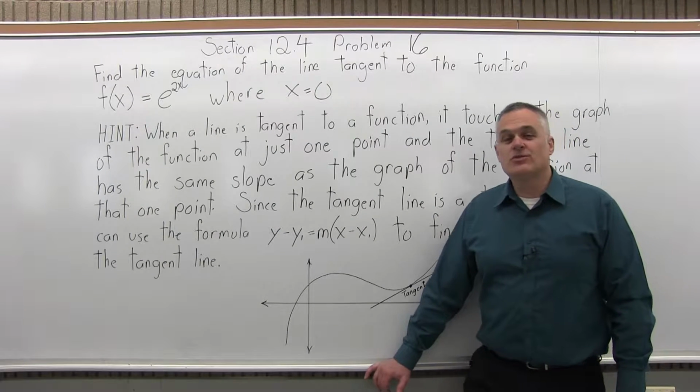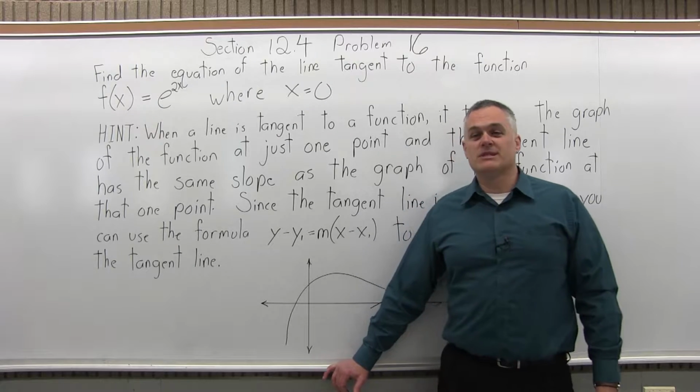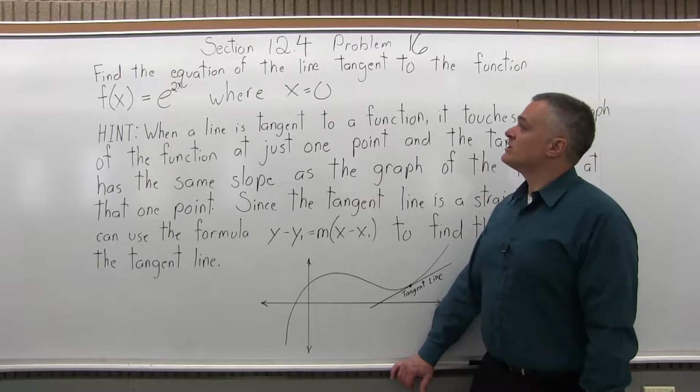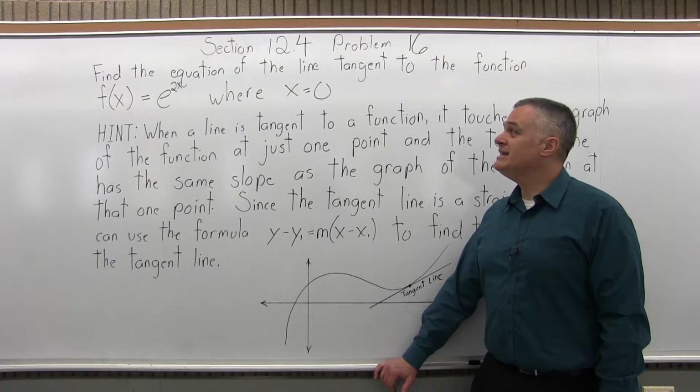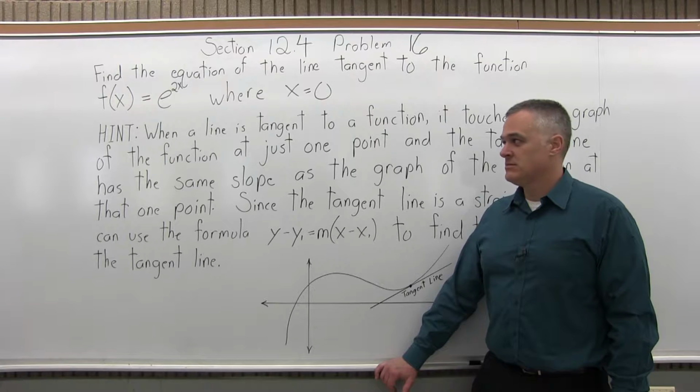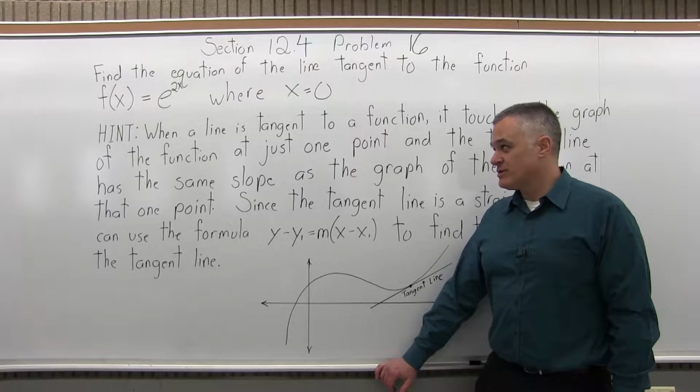This is Section 12.4, Problem number 16. It says find the equation of the line that is tangent to the function f of x equals e to the 2x power where x is 0. And there's a hint that goes with it.